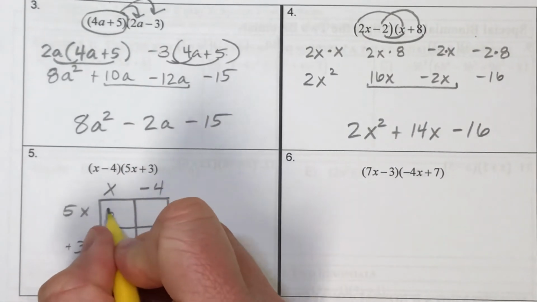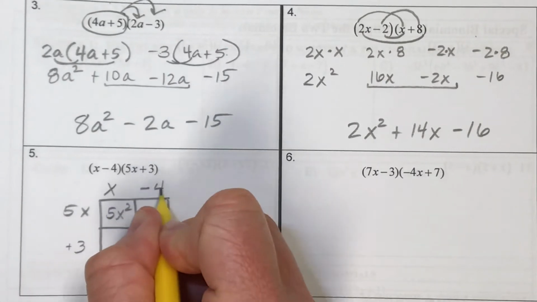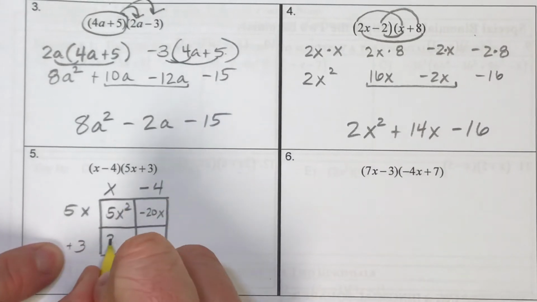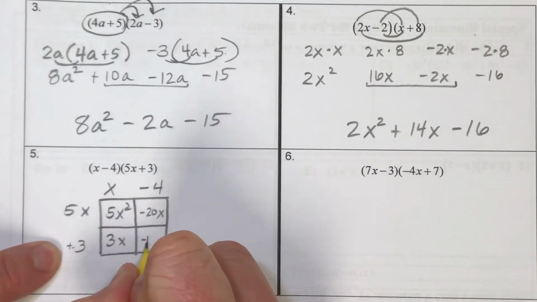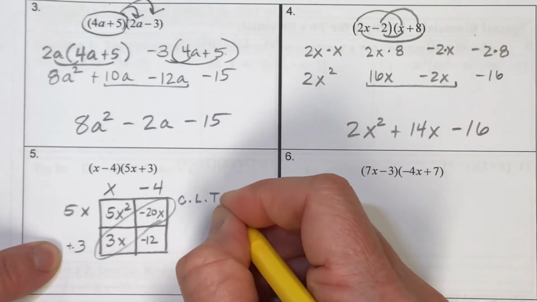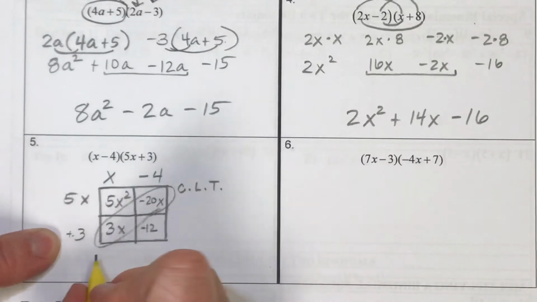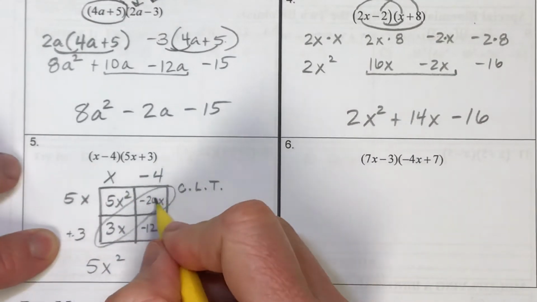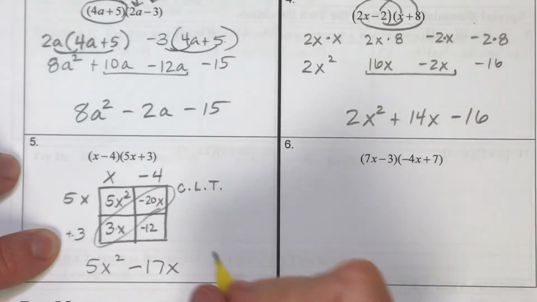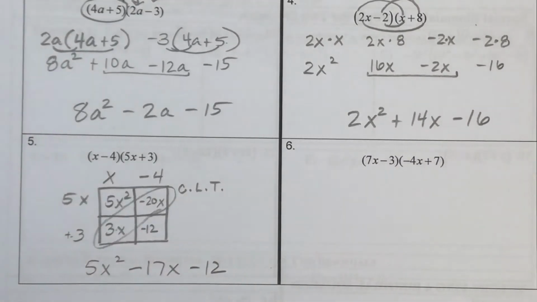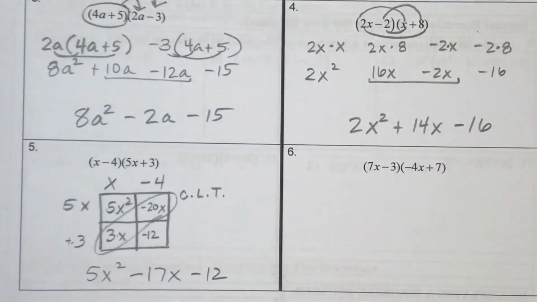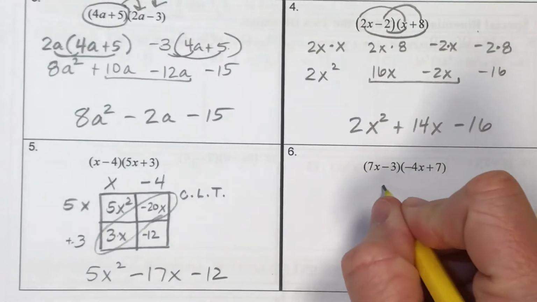5x times x is 5x squared. 5x times -4 is -20x. And now the bottom one here, 3 times x, and then 3 times -4. Now, not all the time, but most of the time, you're going to combine like terms that will end up being in your diagonal. And so this is going to end up being 5x squared. Now, if I combine these together, -20 plus 3 is -17x for the middle term, and then -12. And then, we have one more problem here, so it just kind of depends on which method you like. I actually really like the box method, so I'll do one more of the box.